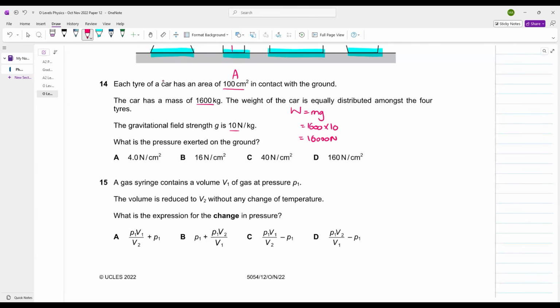Son, this is the weight of the car. What will be the force on one tire? What will the force on one tire be? Weight divided by 4. 16,000 divided by 4 comes out to be 4,000 Newton. Can you calculate the pressure? Pressure is equal to force over area. Force is 4,000 divided by area that is 100. Cancel, cancel, cancel, cancel. Pressure comes out to be 40 Newton per centimeter square. Your answer comes out to be C.